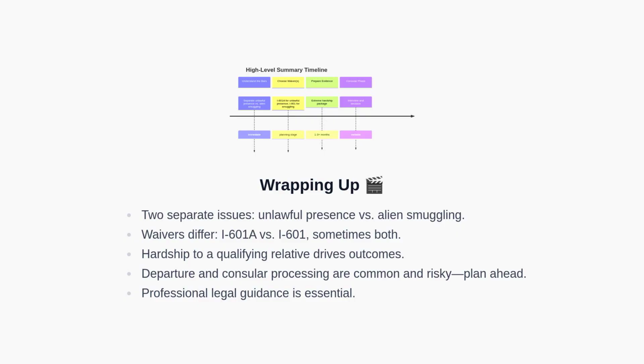To wrap up, keep unlawful presence and the alien smuggling lifetime bar strictly separate in your analysis. Use the correct waiver for each, often the I-601A for unlawful presence and the I-601 for alien smuggling, and understand that some cases require both. Extreme hardship to a qualifying relative is the central element. Expect to depart for consular processing and plan for associated risks. Finally, work closely with experienced counsel to navigate evidence, timelines, and strategy.